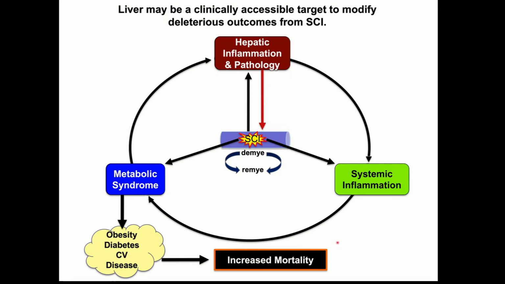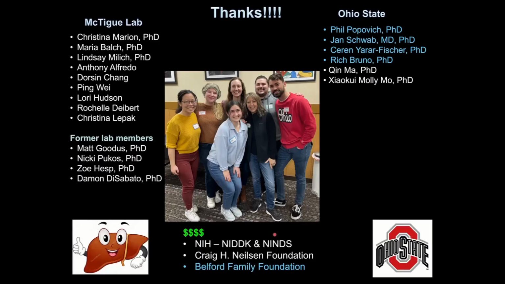This metabolic syndrome promotes obesity, diabetes, cardiovascular disease, and leads to increased mortality. And the SCI population has increased mortality. Their survival rate has not increased in the last 30 years. But there's a lot of hope now that people in the field are focusing a lot more on some of these systemic issues, in addition to the spinal cord, to try to improve their health, their lifespan, and their quality of life.